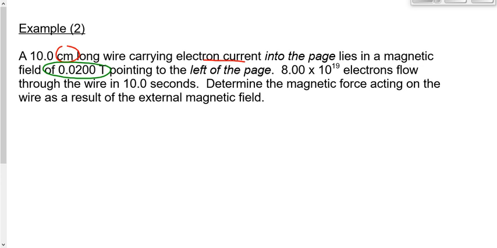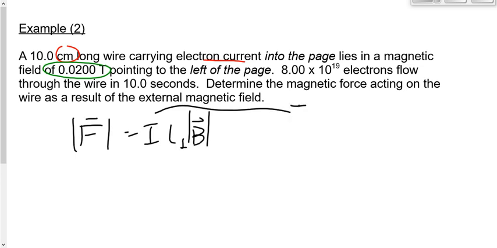To the left of the page, this many electrons flow through the wire in 10 seconds. What's the magnitude of the magnetic force acting on the wire as a result of the external magnetic field? Listen, if we want to find the magnetic force on a wire, we're going to say F is equal to ILB. We need the current. We don't have the current, so let's find it. Current is Q over T. We don't know the charge, so let's find the charge.